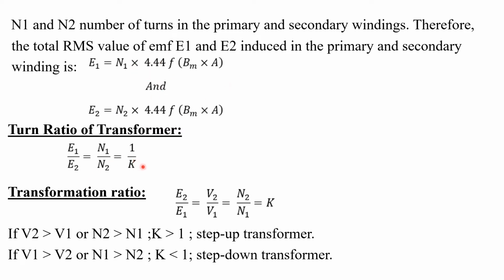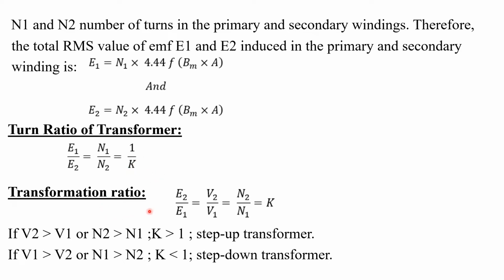So now let us see the turns ratio of transformer. Turns ratio of transformer is nothing but the ratio of EMF induced in the primary to the secondary side, or it will be the ratio of number of turns in the primary to the number of turns in the secondary. So turns ratio will be equal to E1 by E2, which will be equal to N1 by N2, that will be equal to 1 by K. Here K is nothing but the transformation ratio.